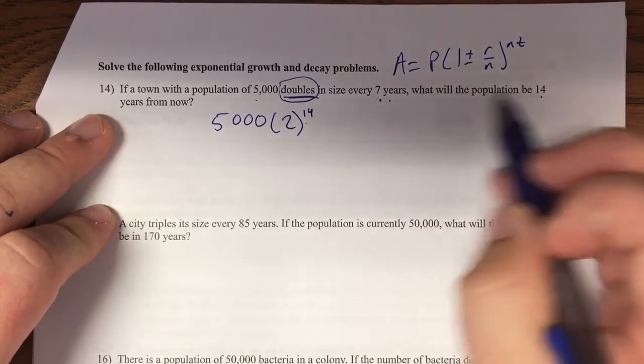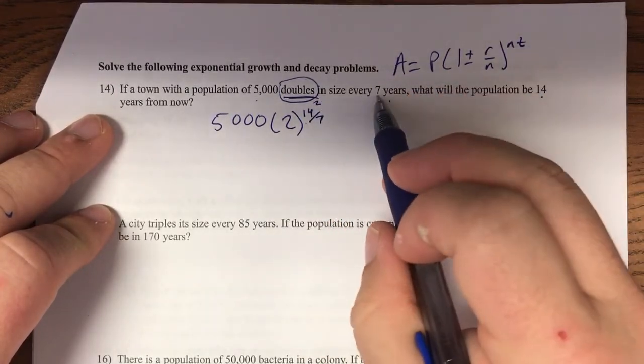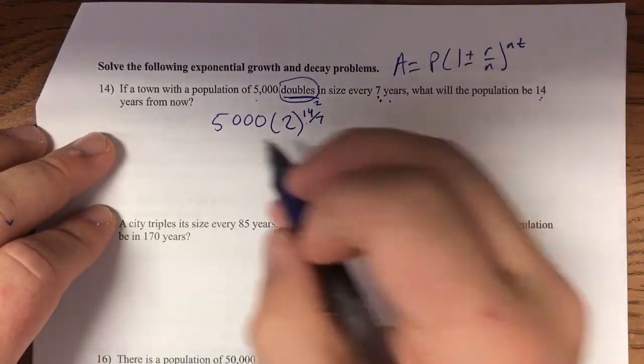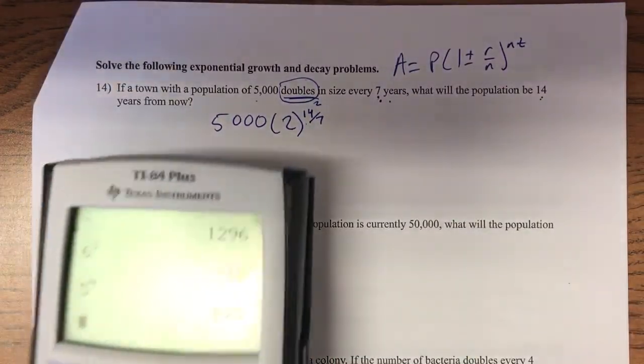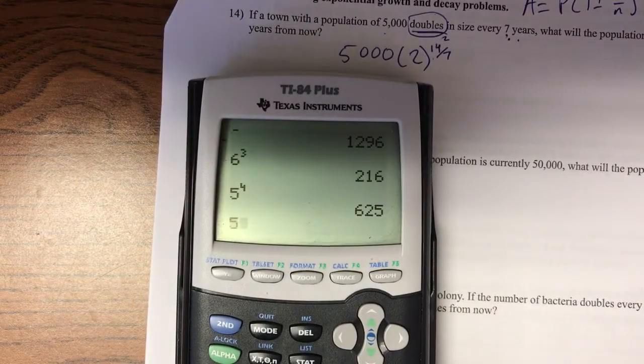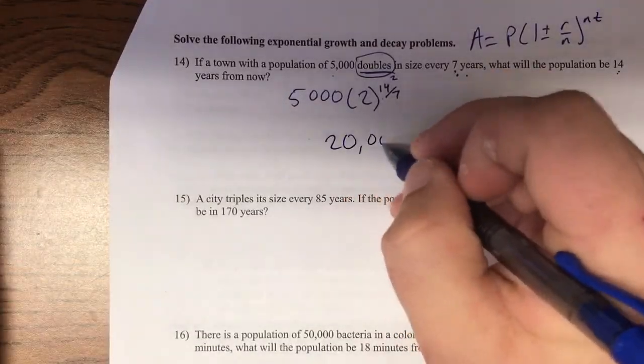So we're going to divide the 14 by 7, or you could put in a 2, because if it doubles every 7 years, it'll double twice at 14. Either one's going to get the same thing. So we can put in our calculator, 5,000 times 2 raised to the 14 over 7, or 2, gets me 20,000.